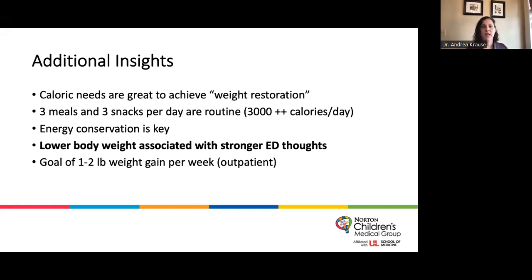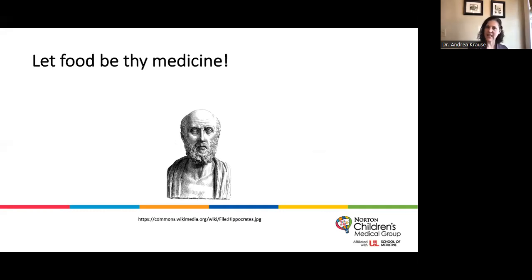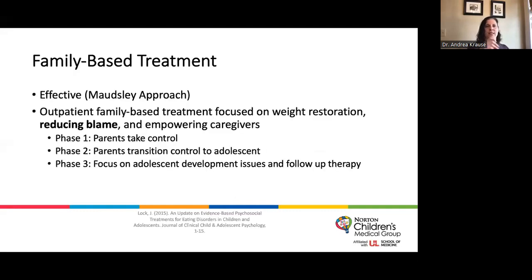And then another highlight is that a lower body weight is associated with much stronger eating disordered thoughts. So until we get some weight restoration, it makes the therapy, the psychotherapy, hard. And then our goal in general is about 1 to 2 pounds of weight gain per week, depending on the person. And then ultimately let food be thy medicine, as Hippocrates said.